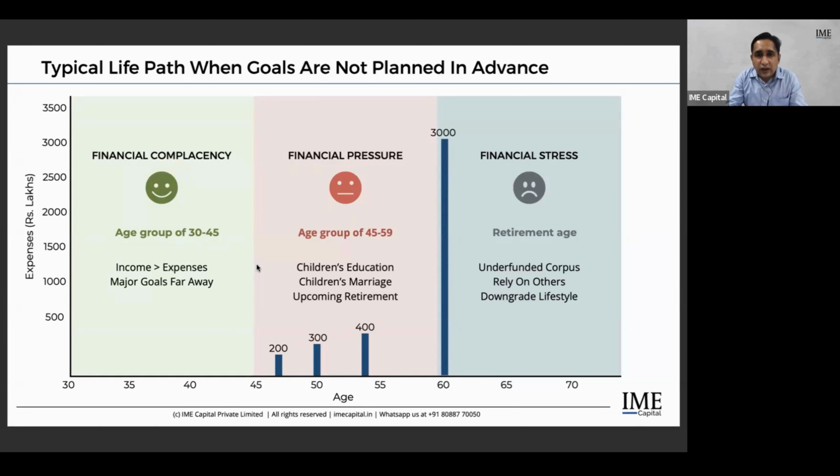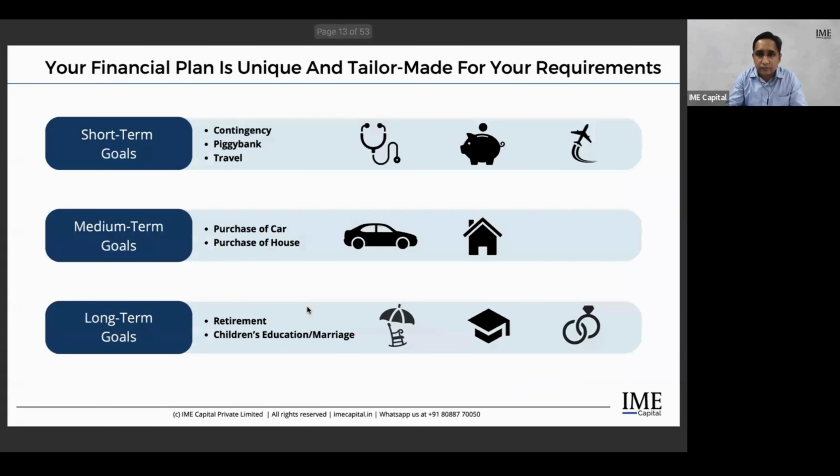Just to give you context, your retirement corpus needs to be enough to meet 20 or 30 years of expenses at much higher inflated levels of cost. Having clarity on what exactly these numbers are and planning for them in advance is very, very important to ensure that you can meet the goals that you have set out for yourself and for your family.